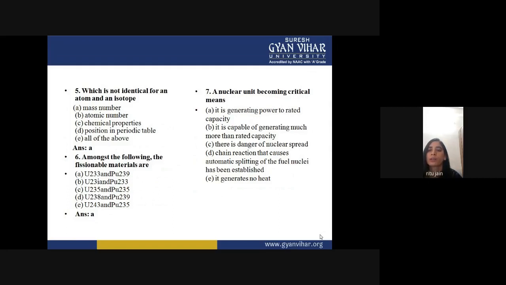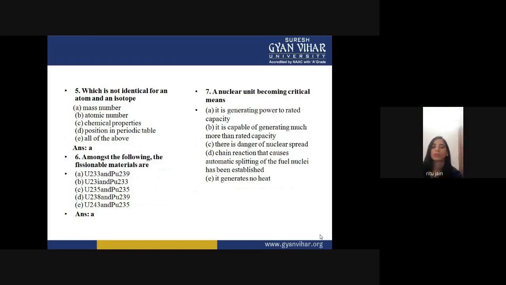Amongst the following, the fissionable materials are: uranium 233 and Pu 239, uranium 231 and Pu 233, uranium 235 and Pu 235, uranium 238 and Pu 239, uranium 243 and Pu 235. We have already seen in our slides that uranium 233 and Pu 239 are the fissionable materials.